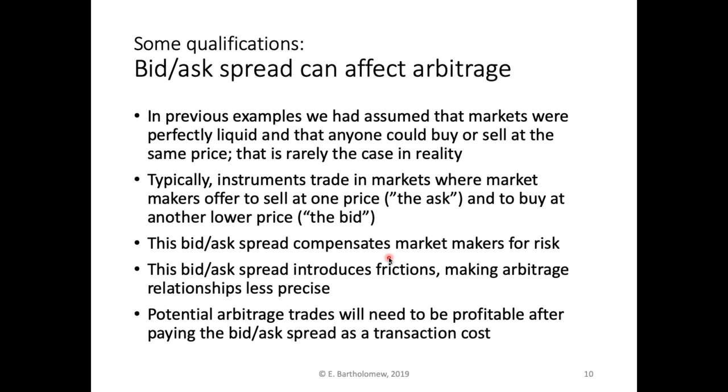So there are some qualifications to this. First, bid-ask spread can affect the arbitrage. In the previous examples, we've assumed that we could buy or sell at the same single price, and that's rarely the case in reality. Typically, instruments trade in markets where market makers offer to sell at one price, the ask, and buy at a lower price, the bid. And so that's going to introduce friction. Obviously, if there's a bid-offer spread that's more than the difference in prices, then after taking account of the bid-offer spread and paying it, the arbitrage can disappear.